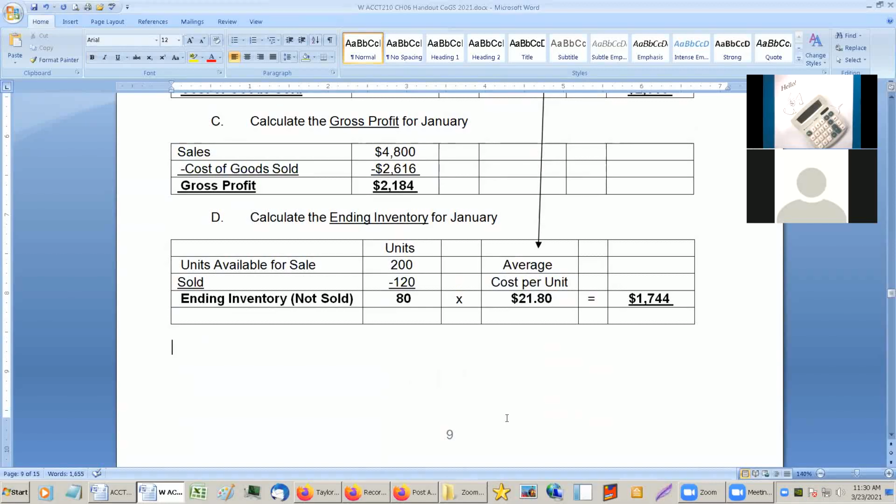And I want to show you something that may give a little more insight into it. And that is, we had our cost of goods sold, which was 2,184. No, it wasn't. 2,616. Get our ending inventory. If we add those two together, 1,744 plus 2,616.